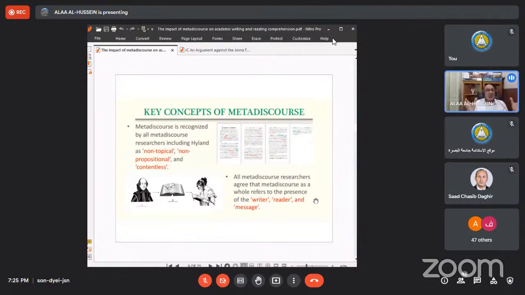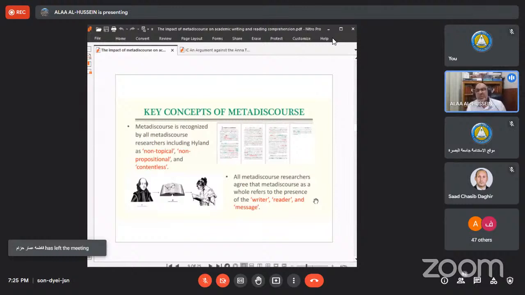So all meta-discourse researchers, including Highland, distinguish meta-discourse from proposition. So this is one key concept, or among the key concepts: recognizing meta-discourse from proposition. What is meta-discourse and what is proposition? What functions as meta-discourse and what functions as a proposition?